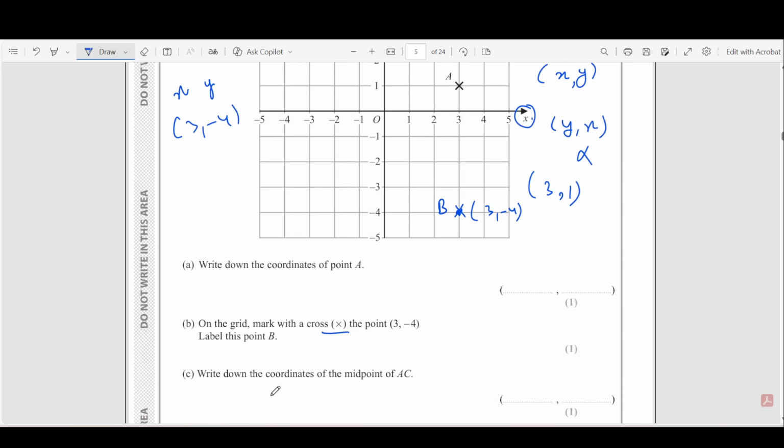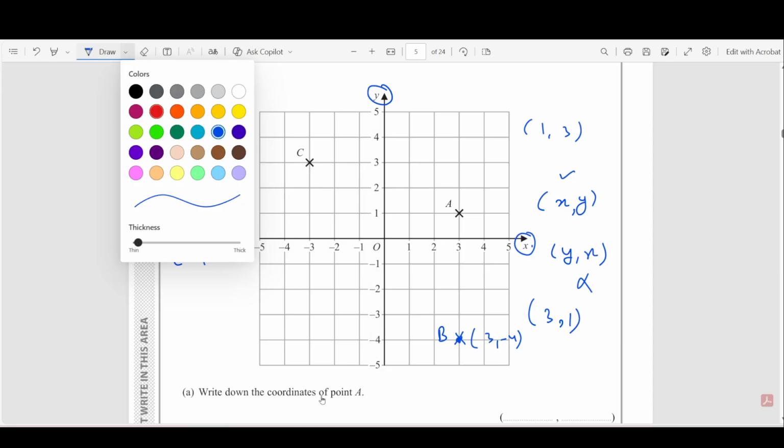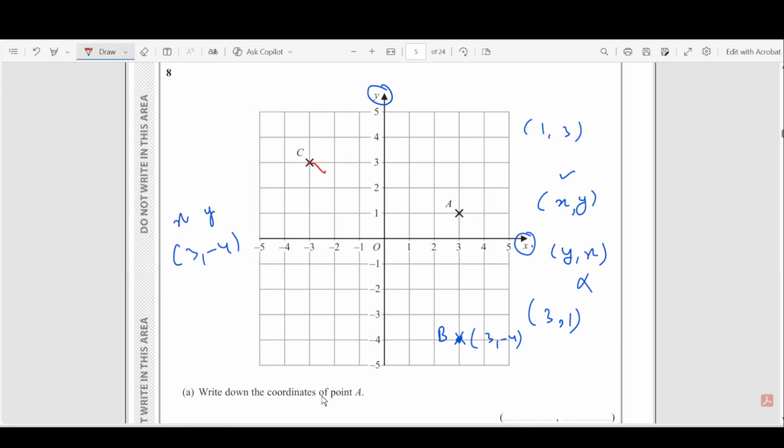Next, write down the coordinate of the midpoint of AC. So A and C. If you see, let me draw a line there. If I join them, okay, one minute. A and C. So this is a line, right? Point A is 3 comma 1. And for point C, first check the x-axis value, which is negative 3, and then check the y value, which is 3. So negative 3 and 3, and this.